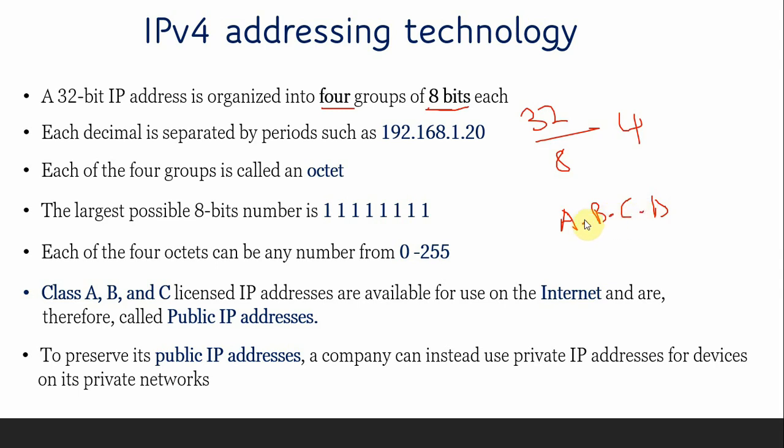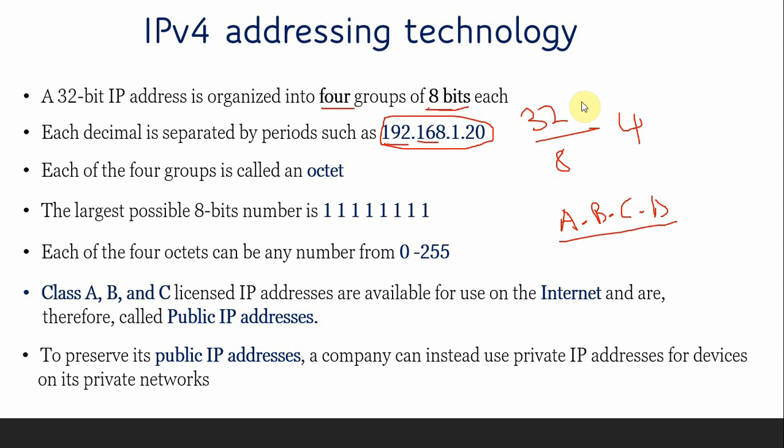So we have a period in between these decimal values, here as well and here as well. This is an example illustrating what IPv4 looks like. We have an address of 192.168.1.20. Each decimal, as I said, has been separated by a period. These are all decimal values. We have 4 different groups, and each group has 8 bits, 8 binary numbers.